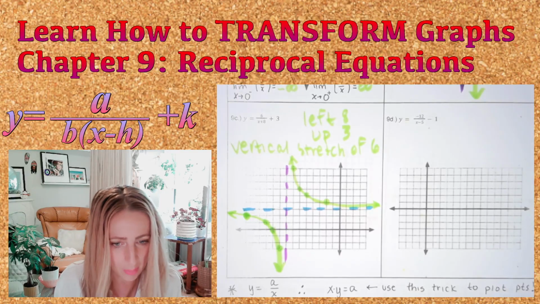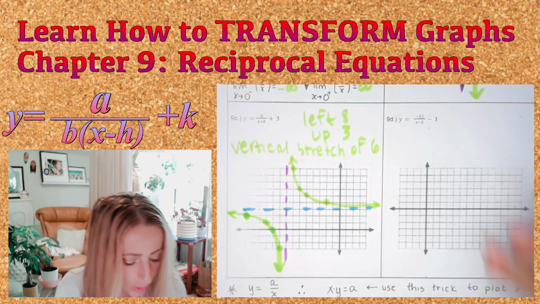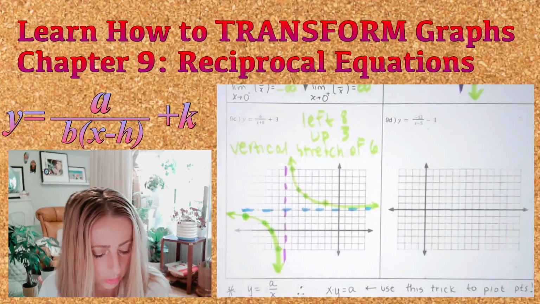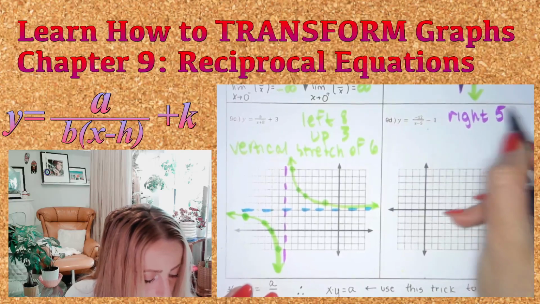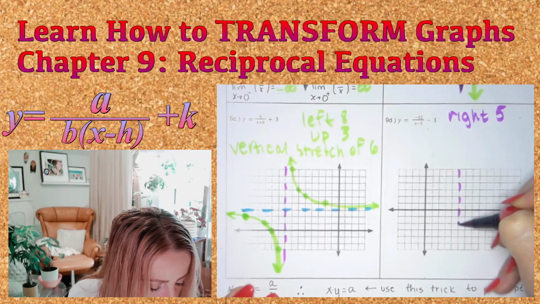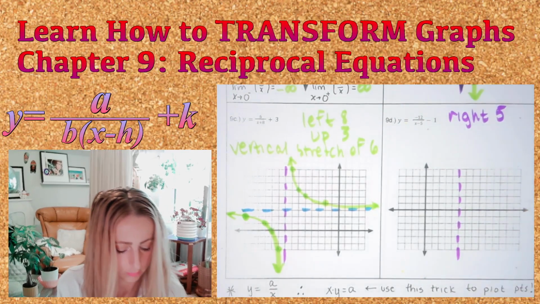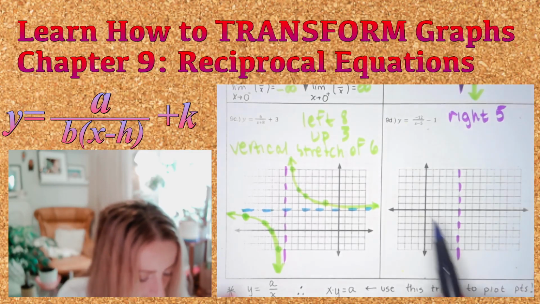Here, last one, I'm already going a little long, sorry. For this one, where are we going? I'll actually color code a little bit more on this one. So we are moving right 5. 1, 2, 3, 4, 5. Down 1.